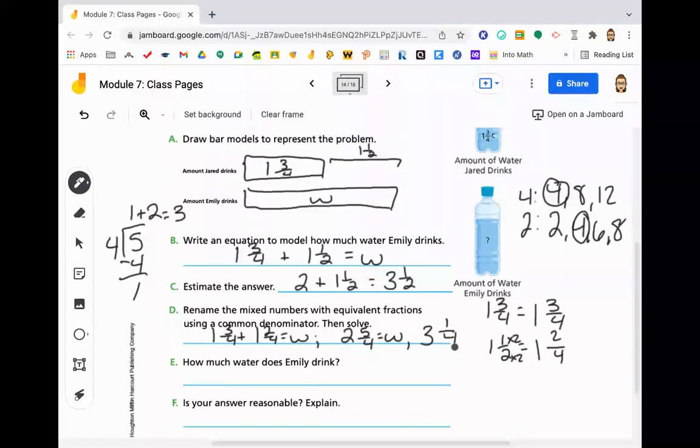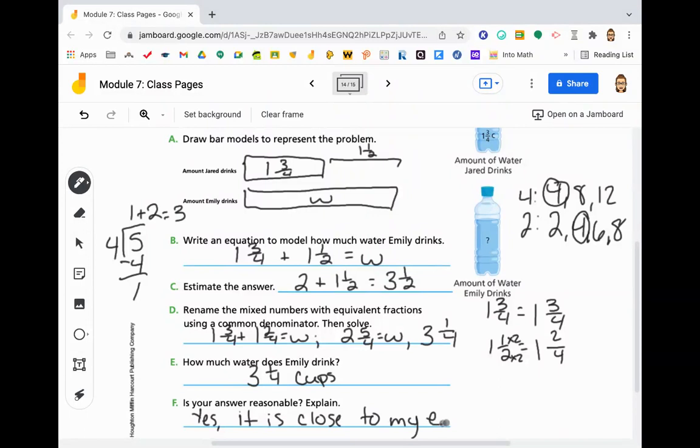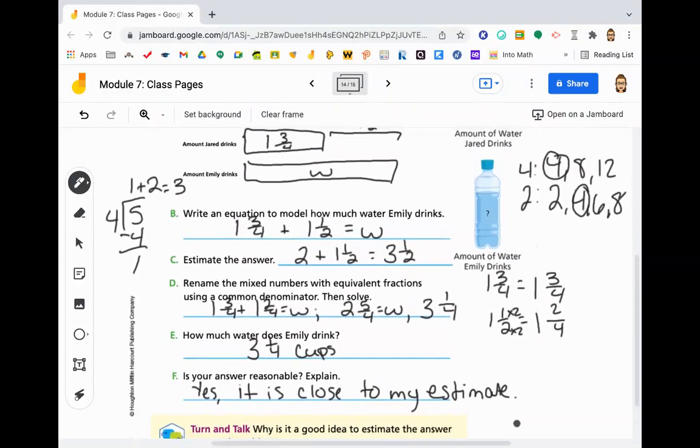So how much water does Emily drink? She drinks 3 1/4 cups. Is our answer reasonable? Yes. It is close to my estimate. And then we're going to turn to the next page.